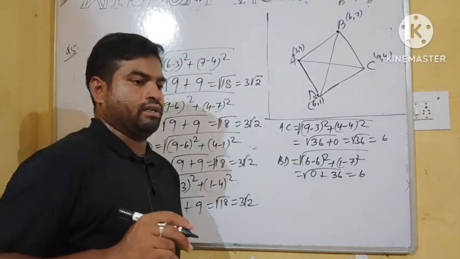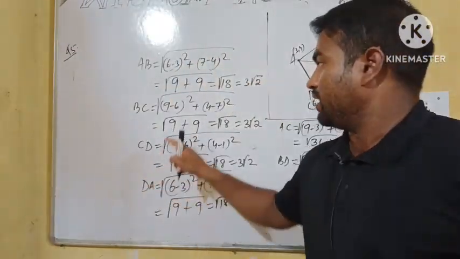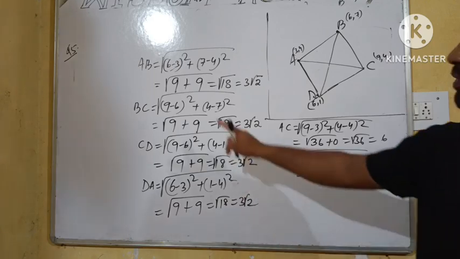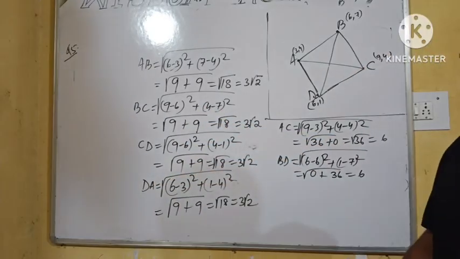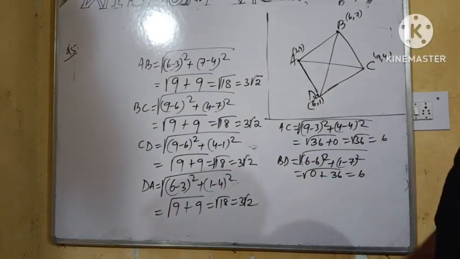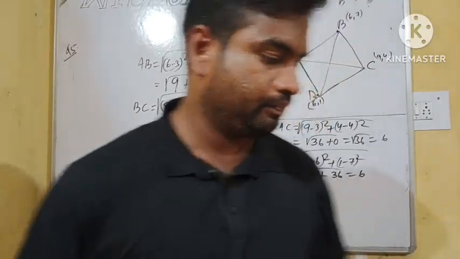AC and BD are of equal length, and AB, BC, CD and DA, the four sides, are equal in length. So it is a square. Write down.